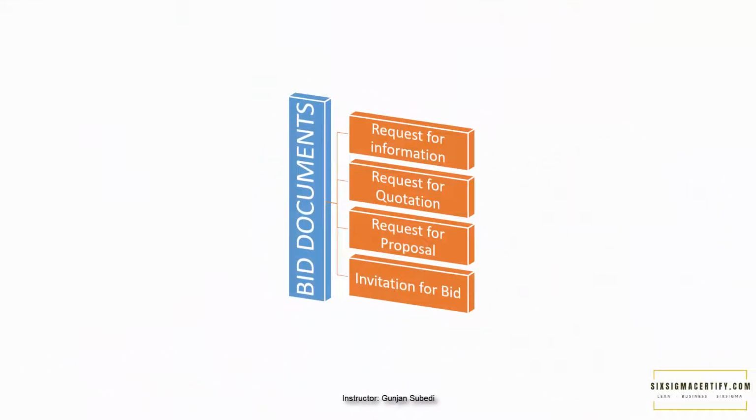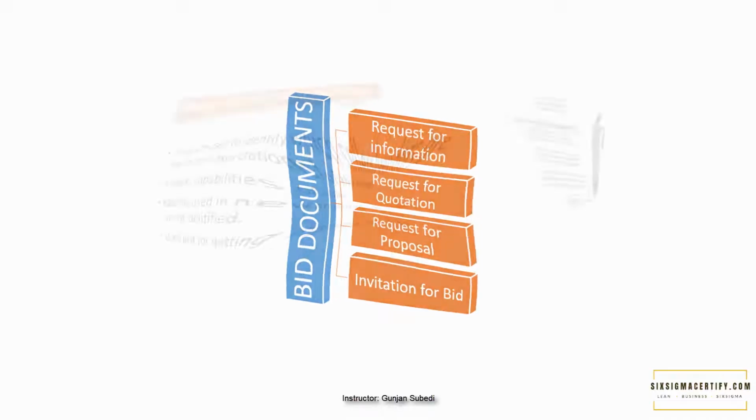So first of all, what are the bid documents? Bid documents are used to specify the buyer needs to the seller. There are basically four types of bid documents: request for information, request for quotation, request for proposal, and invitation for the bid.